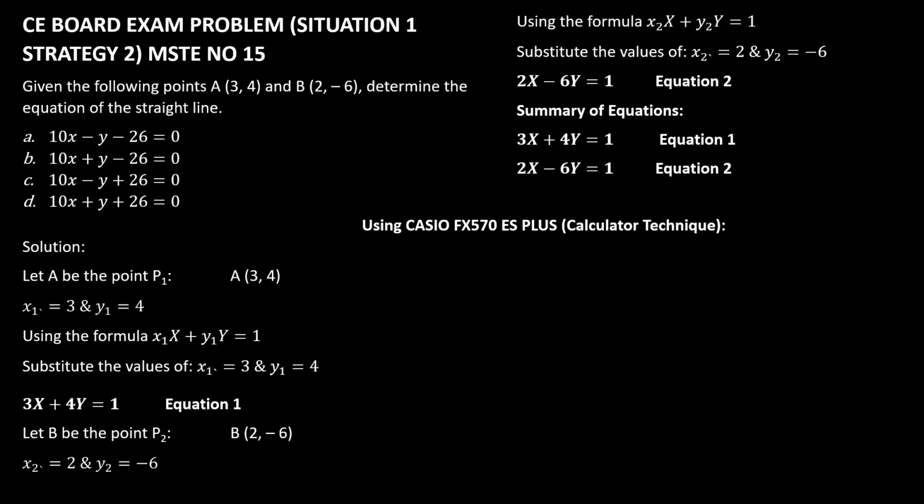And now let us have a summary of the equations we have formed. For equation 1, we have 3X plus 4Y equals 1, while for equation 2, we have 2X minus 6Y equals 1. Now we can compute for the values of capital X and capital Y using the Casio FX-570 ES Plus as the calculator technique that we are going to use as our strategy.